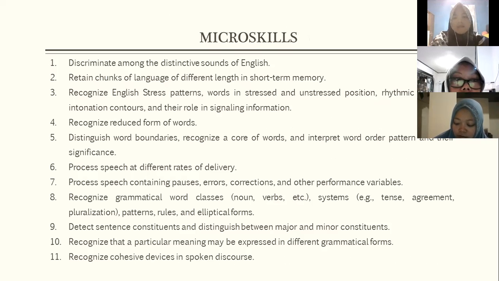We have indicators in assessing. There are micro skills and macro skills. In micro skills: discriminate among the distinctive sounds of English, retain chunks of language, recognize English stress patterns, recognize reduced forms of words, distinguish word boundaries, process speech containing pauses, recognize grammatical word classes, systems, patterns, rules, and elliptical forms, and then detect sentence constituents and distinguish between major and minor constituents.